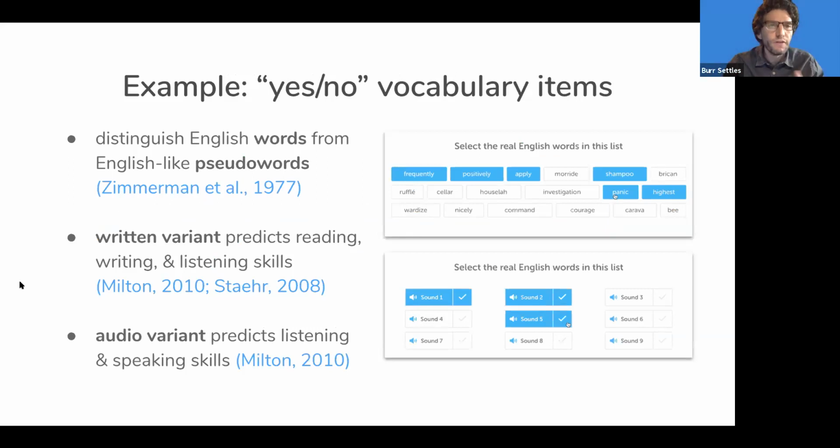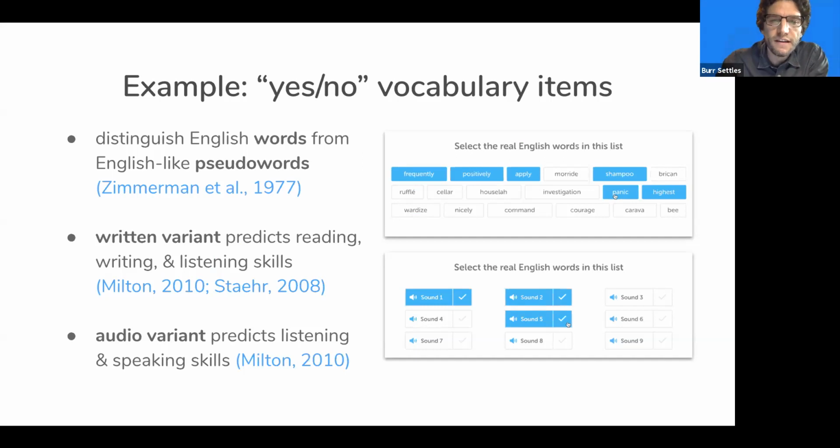Just as an example of one of the many item types that are in the test, this yes-no vocabulary test looks a little weird, and it is, but it's also a lot of fun and highly predictive of writing, reading, listening, and speaking skills.